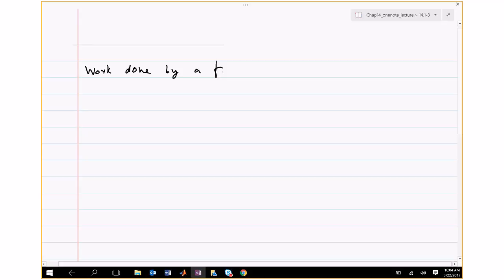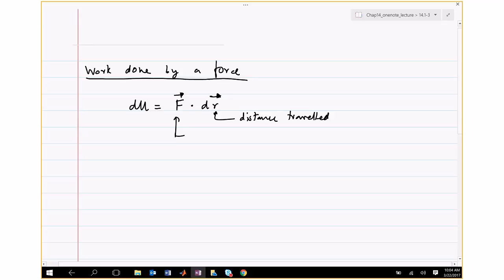Okay, so work done by a force, dU, is simply the dot product of the force times the displacement or the distance moved, dr. F is the external force to the system, or the force applied. And this fellow here is the dot product, okay?